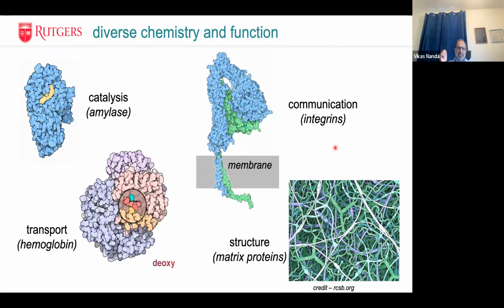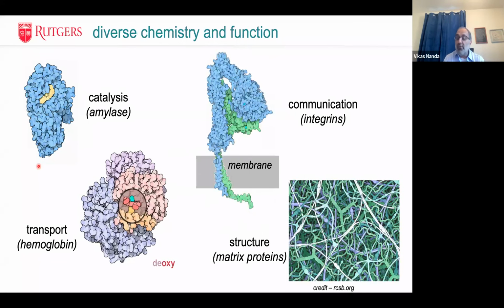So proteins. Proteins are essentially these large macromolecular nanomachines composed of anywhere from hundreds to thousands to even tens of thousands of atoms. And they have highly organized structures, and they can do a variety of different functions in biological systems, from functioning as catalysts. So here's an example of an enzyme called amylase. And you can see here there's a substrate bound on the surface. They can function in transport.